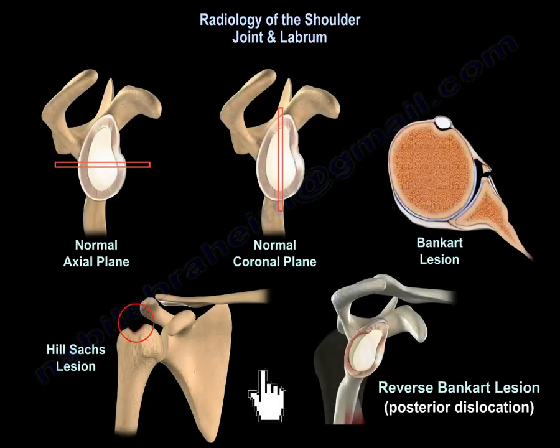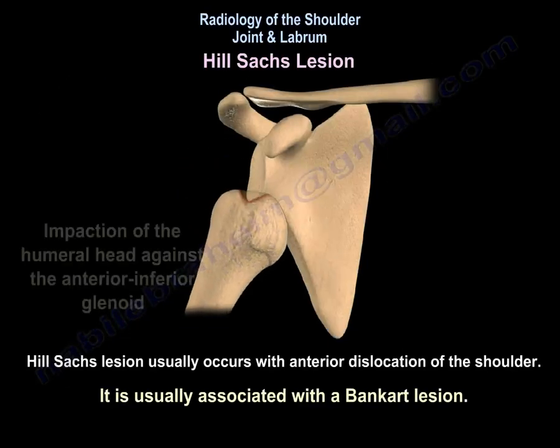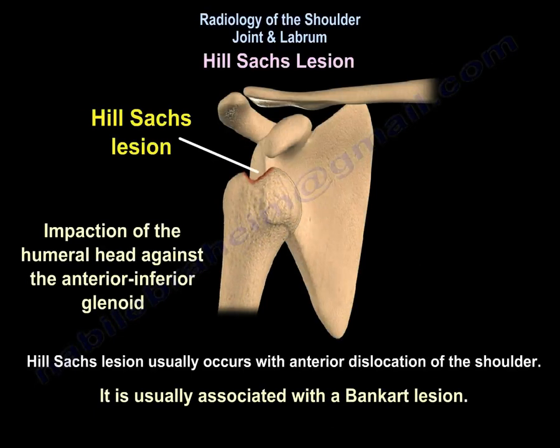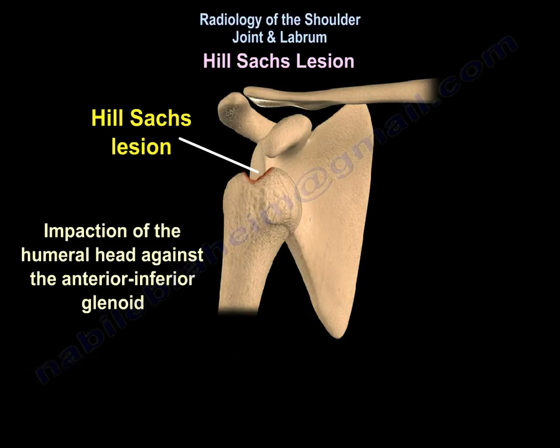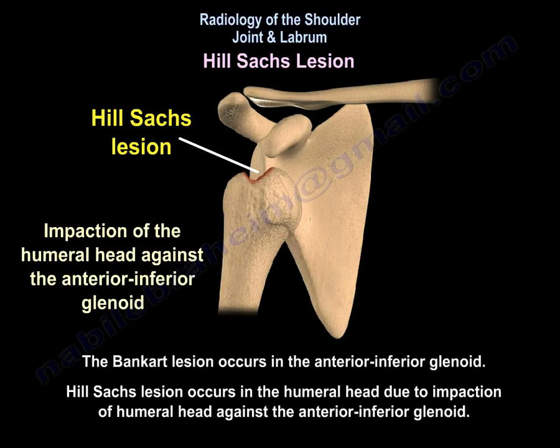How about Hill-Sachs lesion? Hill-Sachs lesion usually occurs with anterior dislocation of the shoulder. It is usually associated with a Bankart lesion. It occurs due to impaction of the humeral head against the anterior inferior glenoid. The Bankart lesion occurs in the anterior inferior glenoid. The Hill-Sachs lesion occurs in the humeral head due to impaction of the humeral head against the anterior inferior glenoid.